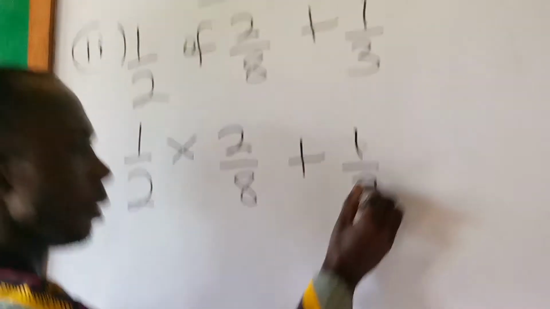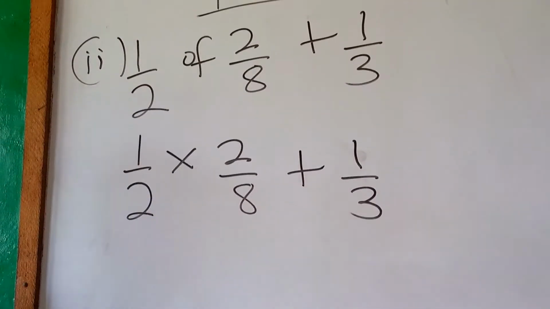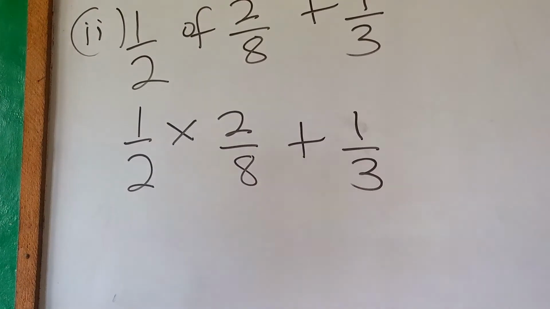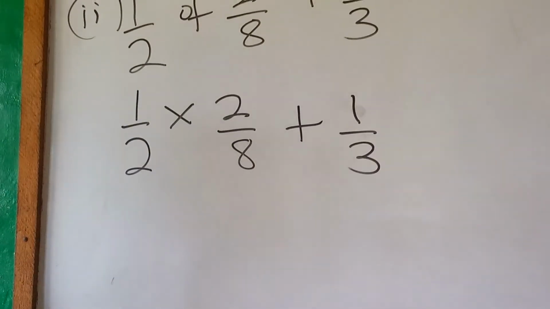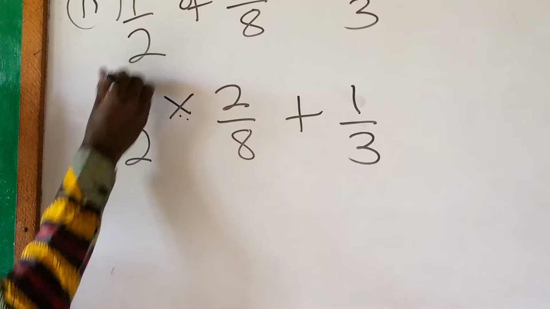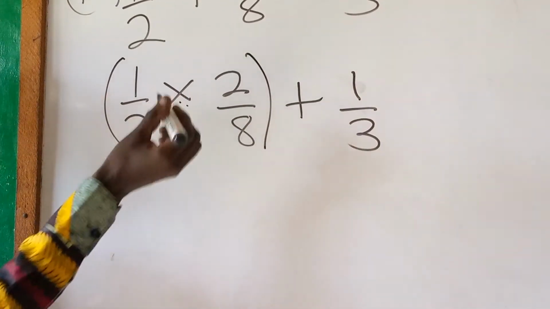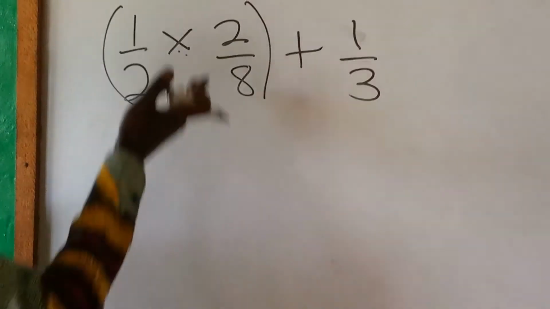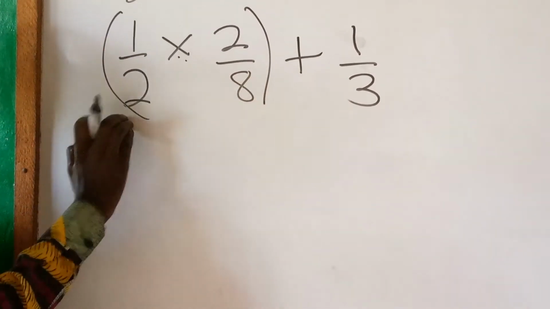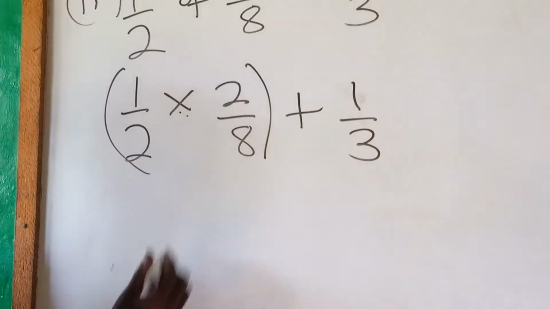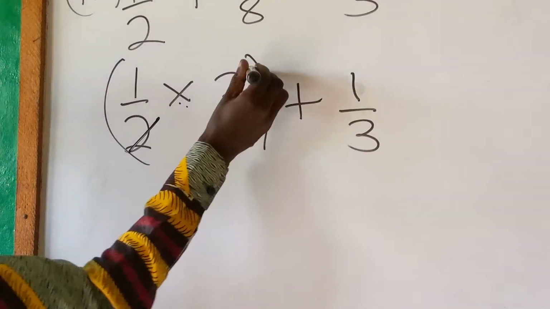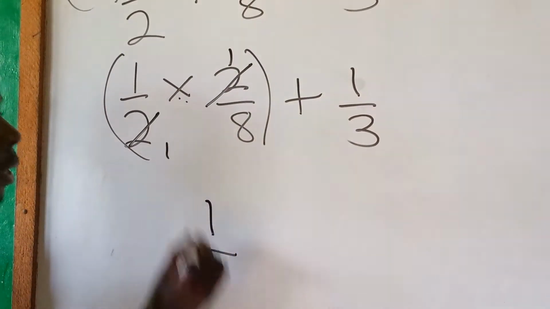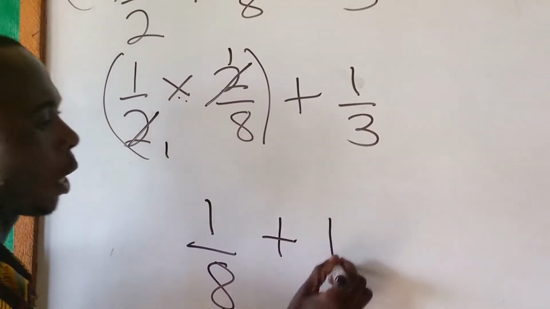Plus 1 over 3. And once we are solving this of, you see we are having bracket, of, division, multiplication, addition, and subtraction. So this of, we solve for this one, because I said we group it into two fractions, because this one is in between this and this. So you group it. So this one will cancel this one. And 1 times 1 is 1 over 8 plus 1 over 3.